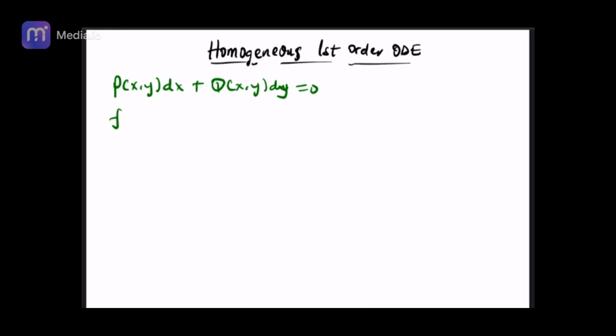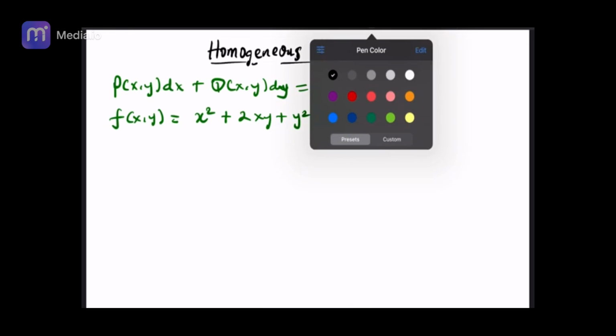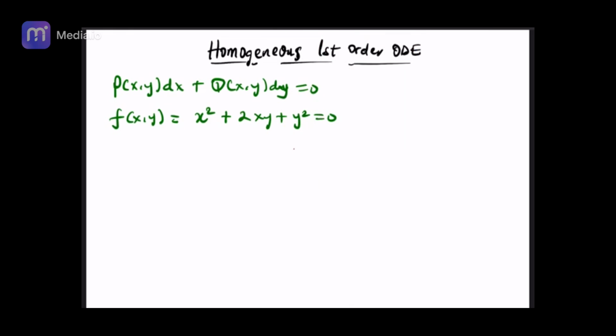Example, if I have a function, say f(x,y) = x² + 2xy + y² = 0, this function is homogeneous in x and y because the degree of x in the first term is 2, the combined degree of xy is 2, and here is also 2. That means that the degree is the same all through.